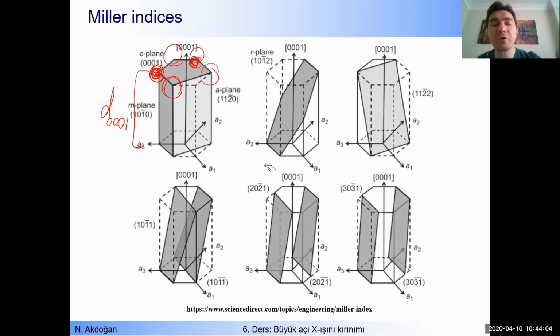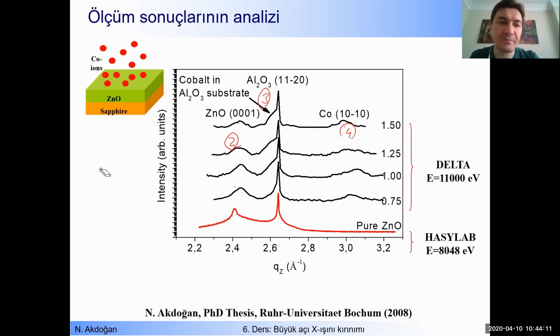No, not like this. Okay, I understand now. So let me draw. Good question. The thickness of zinc oxide is about 30 nanometers. What about the size of one unit cell of the zinc oxide? The C parameter here is about 5 angstrom, okay? So 30 nanometers means 300 angstrom, okay?